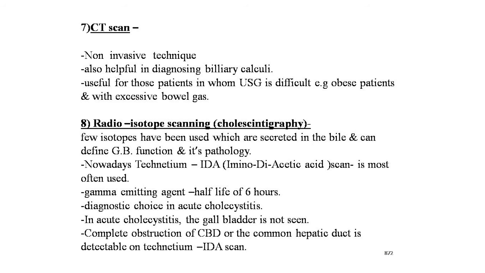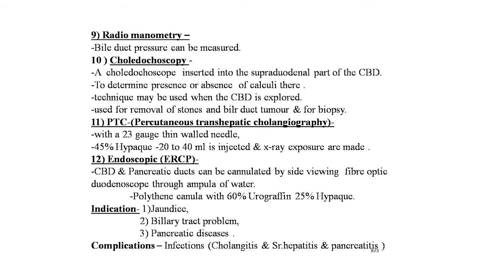Diagnostic choice is acute cholecystitis. In acute cholecystitis, the gallbladder is not seen. Complete obstruction of the CBD, common bile duct or the common hepatic duct is detectable on technetium IDA scan. Next investigation is radiomanometry, to measure the bile duct pressure.